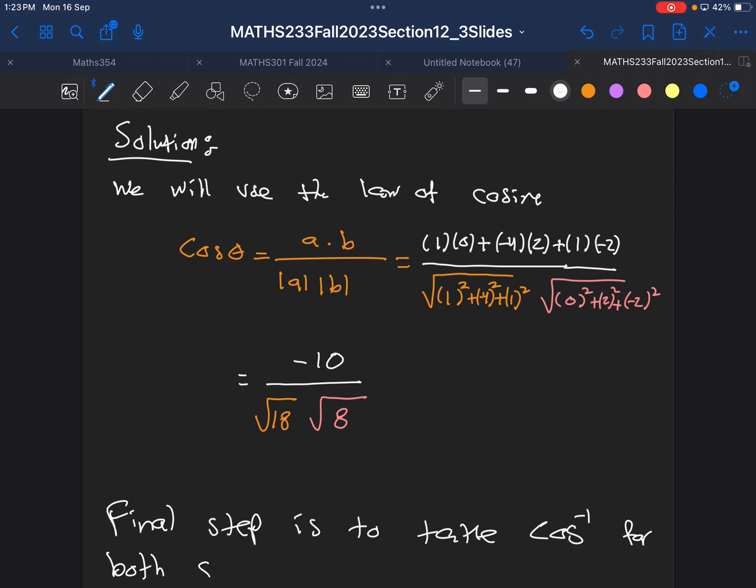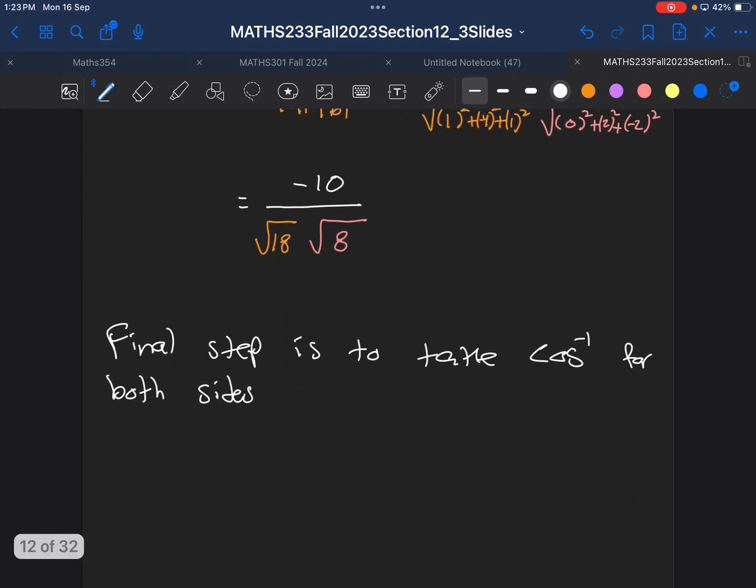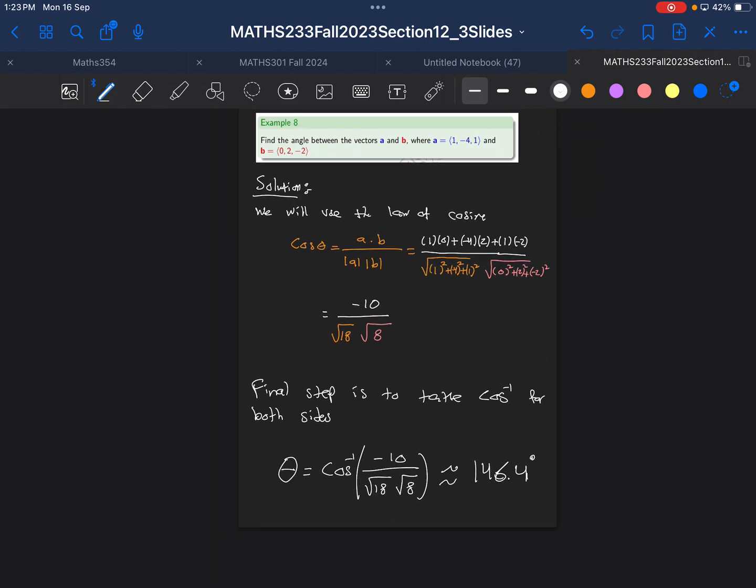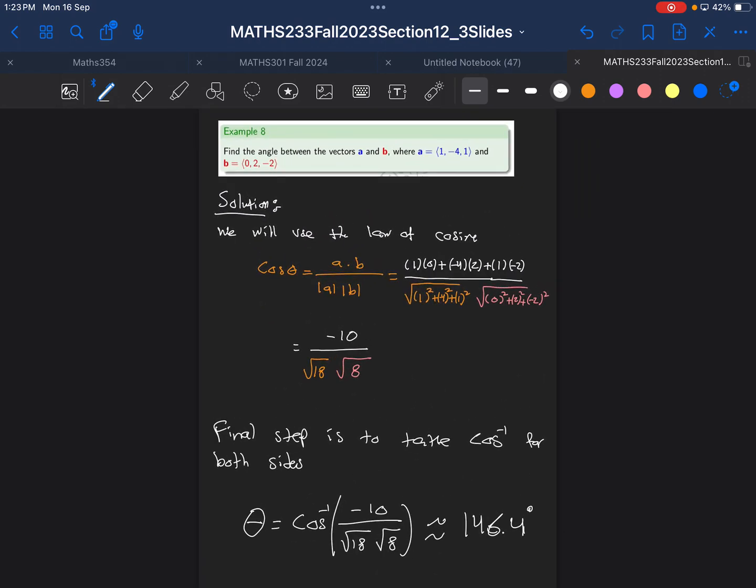Why do I need to take cosine inverse for both sides? Because remember, my goal is only to find the angle, which is theta. So the final answer would be cosine inverse of negative 10 over square root of 18, square root of 8. I think this will be, if we do it with the calculator, something like 146.4. And that's how we find the angle between two vectors that we have up here.